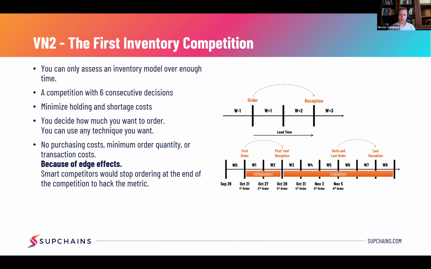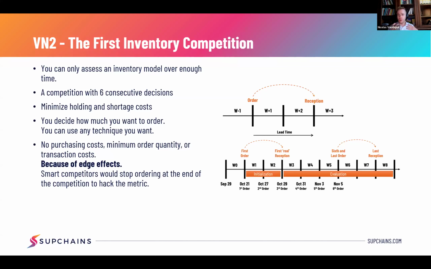Quite often I got the question, why don't we use purchasing cost, minimum order quantity, transaction cost, and these kind of things? It makes a lot of sense. And from a supply chain standpoint, you most likely have minimum order quantity. You for sure have purchasing cost and transaction cost. So these make a lot of sense.